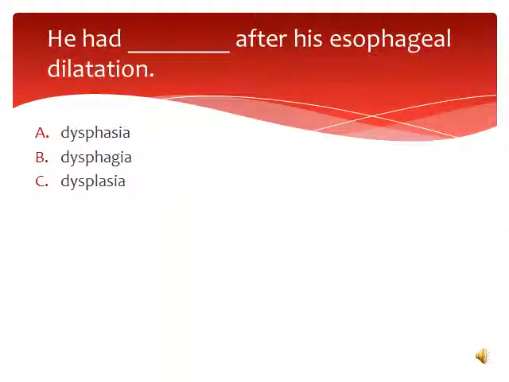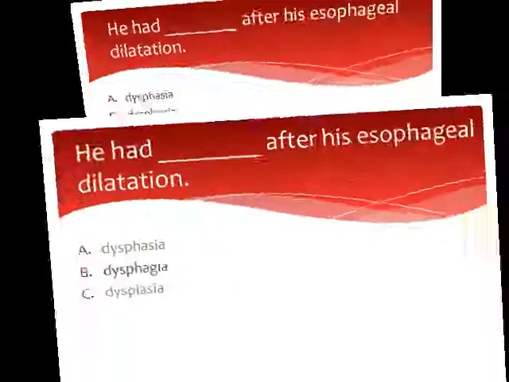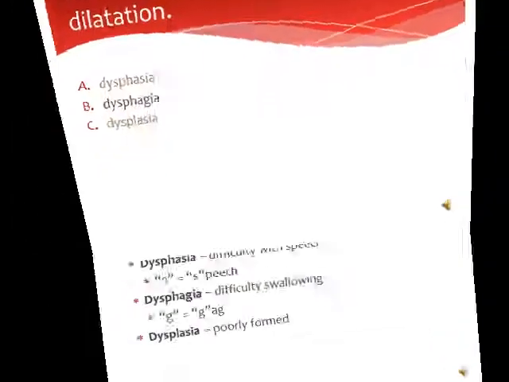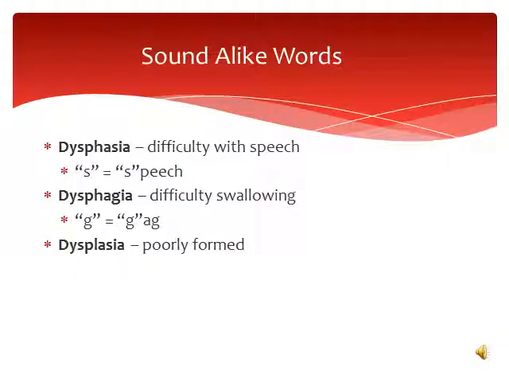All right, you should all get this one right. We just talked about dysphagia, dysphasia, dysplasia. Which one is right? He had blank after his esophageal dilatation. The answer is B, dysphagia, or difficult swallowing. So looking at these 3 words, again, dysphasia, difficult speech, S for speech, might help you to remember that one. Dysphagia, G for gag, if you think about that, difficult swallowing.